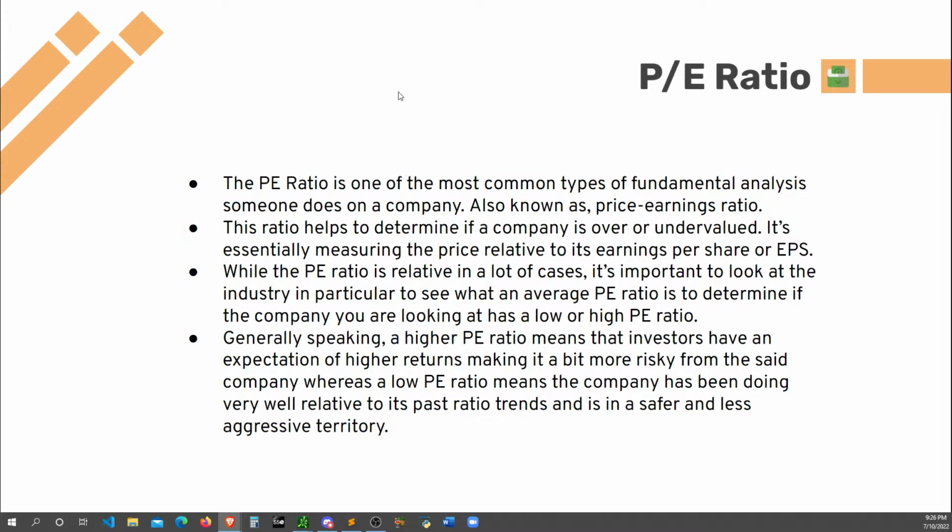Right? Now, the reason I say PE ratio is generalized is because it just says that the company's higher risk if the PE ratio is higher, and it's lower risk if the PE ratio is lower. So Nike, for example, I'm pretty sure has a low PE ratio, whereas Tesla is going to have a much higher PE ratio.